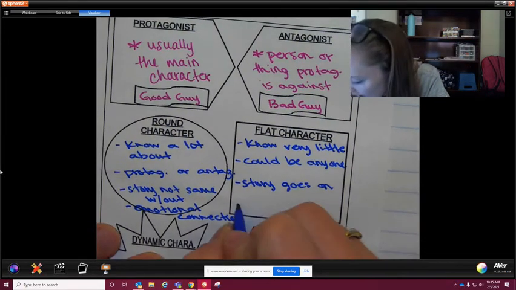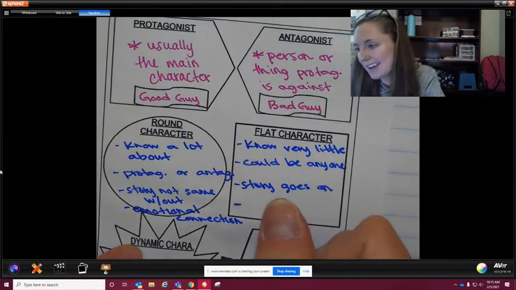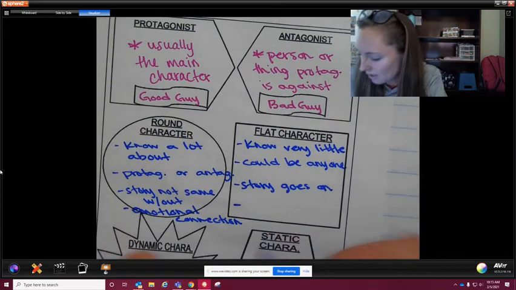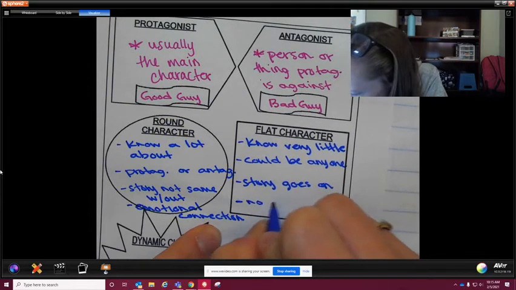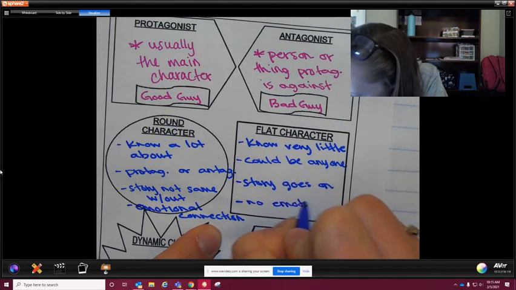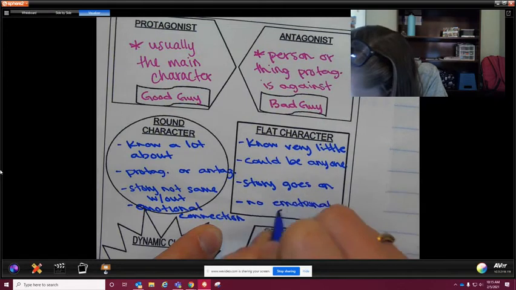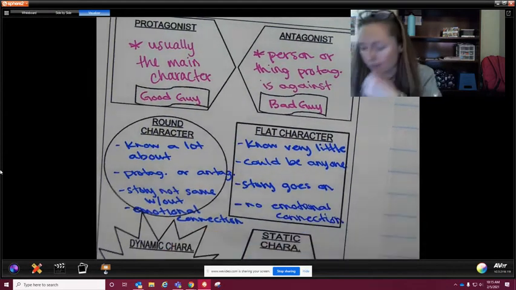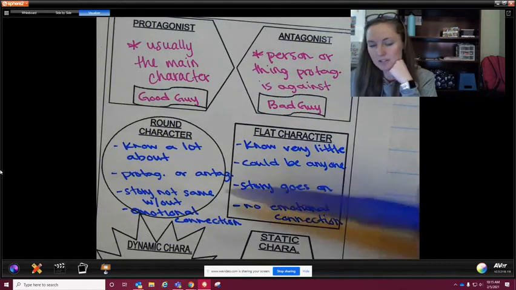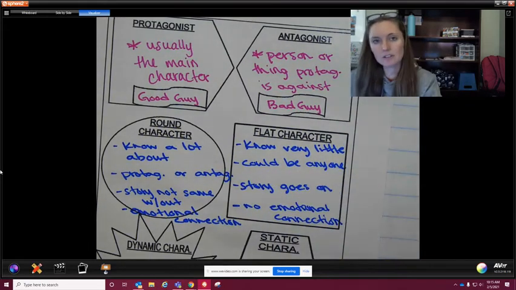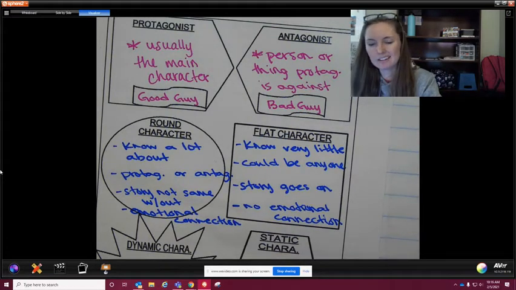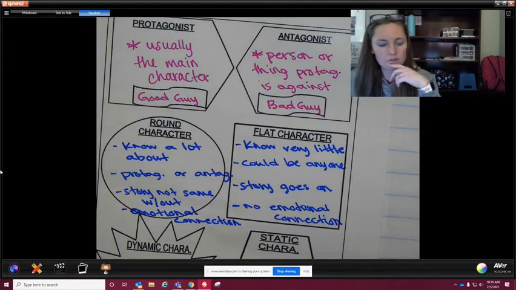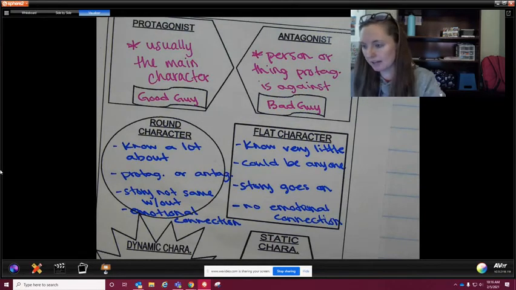And then the last one, having that same connection piece, is that there's no real emotional connection. So I'm going to say no emotional connection. If you're looking at this, you should see that it's basically the opposite of a round character. So these two things are opposite of each other. Round character, you know a lot about. Flat character is just this person that's there. I don't have a connection with them. The story will go on. It could be anyone, that kind of thing.